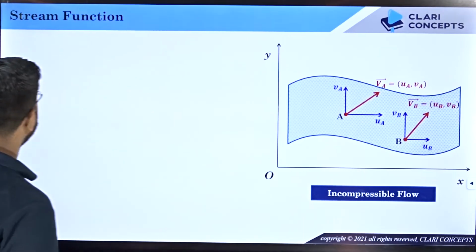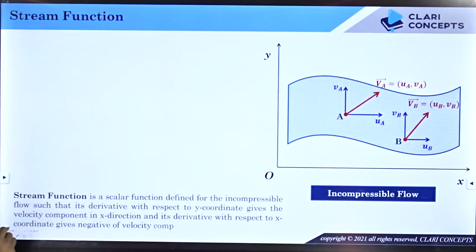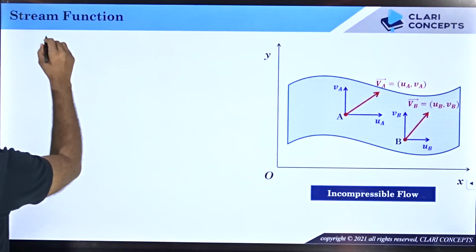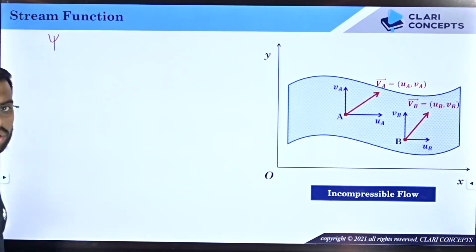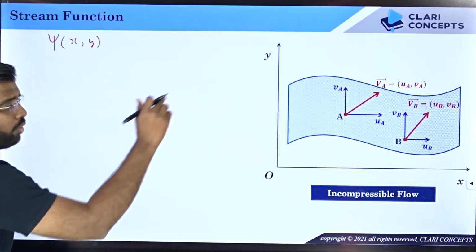Now, the stream function is one of the important parts that you can see. What is the stream function? Let us first understand the concept. Let me first show you that the stream function is represented by a symbol called psi, and it basically is a function of x and y coordinates in this particular case.